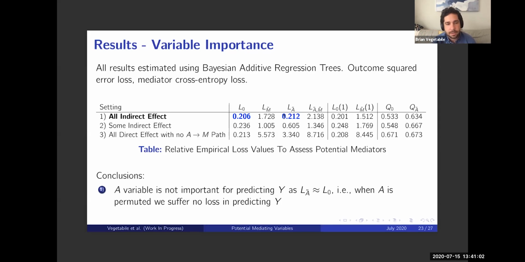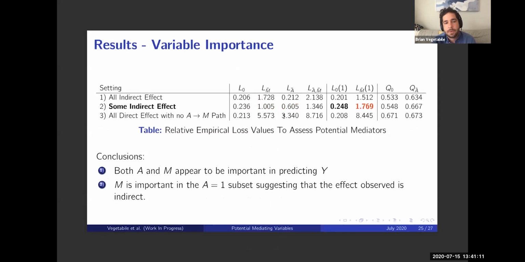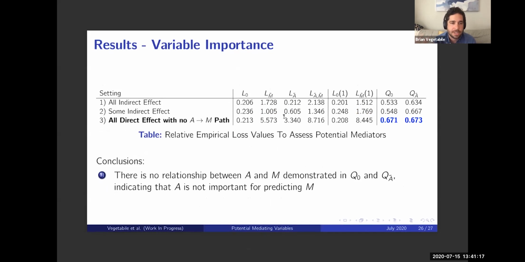And so we suffer no loss in predicting Y. We can do the same thing if there's some indirect effect. Both of the variables are important, but M is important in the A is equal to 1 subset, suggesting that the effect is direct. And then we can also do the same thing with a direct effect. And here we see that the loss is the same on the A to M path, indicating that A is not important in predicting Y.